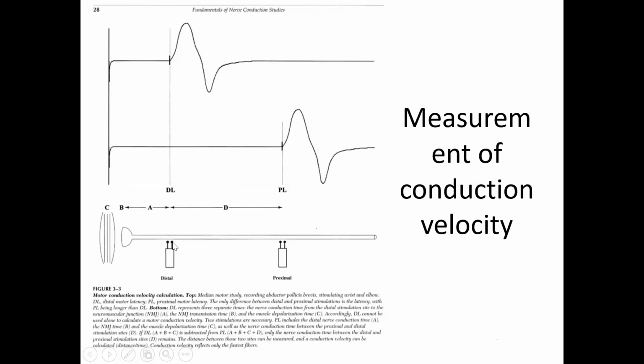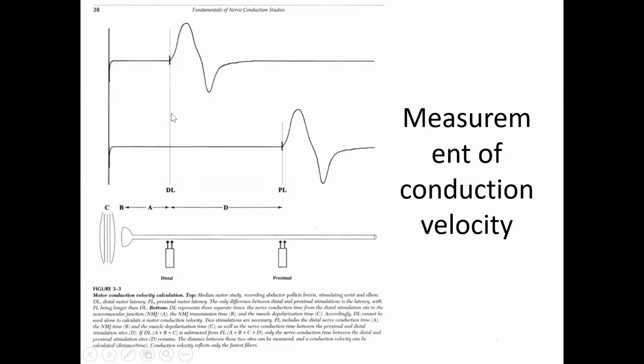That this is a distal stimulation site. From here, this much is the time taken to travel the impulse up to the neuromuscular junction, then the time spent in the neuromuscular junction, and then there is a muscle depolarization time. So these A, B, C are going to remain more or less constant, not 100% constant, but more or less constant.